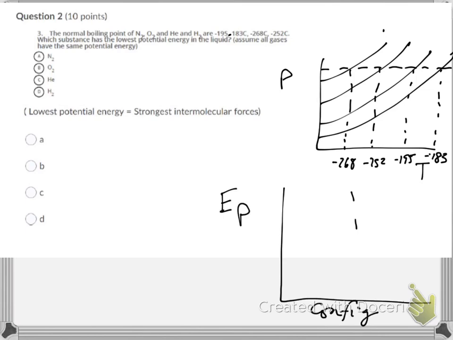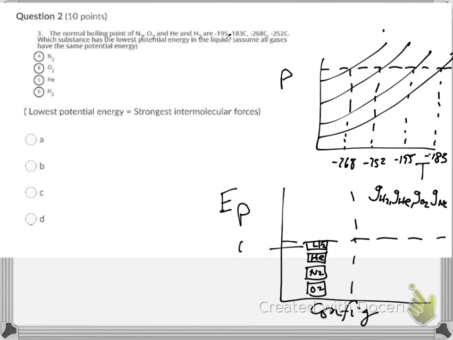That means if we were going to write out the PE diagram for this, we would have all the gases together, right? They all have the same potential energy. They're pretty much near zero. High potential energy, high configurations. And then we would have to place the four liquids. So we would put the lowest boiler, helium, and then hydrogen. So I would switch that.